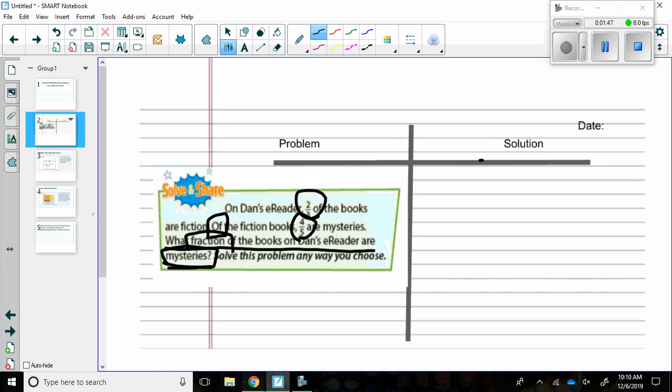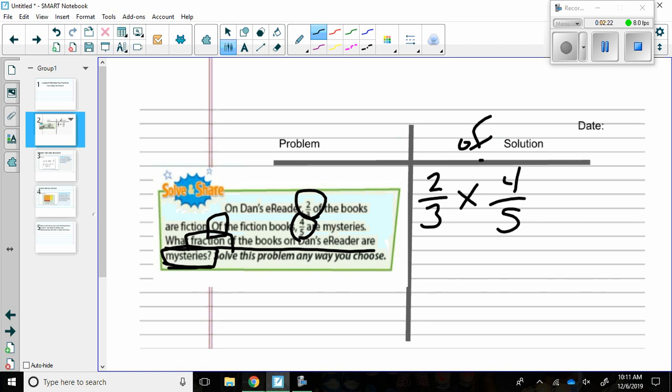Now when I solve this by using the E, evaluate and visualize, I want to think that his whole collection of books on his e-reader, out of the whole collection, 2/3 are fiction. Now, what I'm thinking is, out of those 2/3 of his collection, 4/5 of the collection are mysteries. Again, when I see the word of, that is a clue to me that I want to multiply.